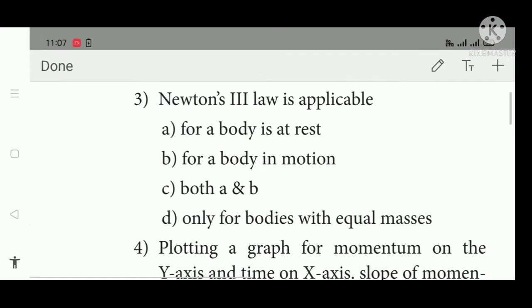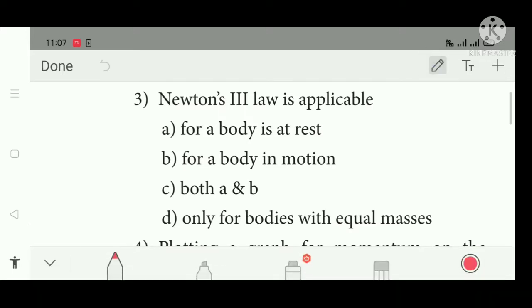Next, Newton's third law is applicable for a body at rest, for a body in motion, both A and B, only for bodies with equal masses. For a body in motion.